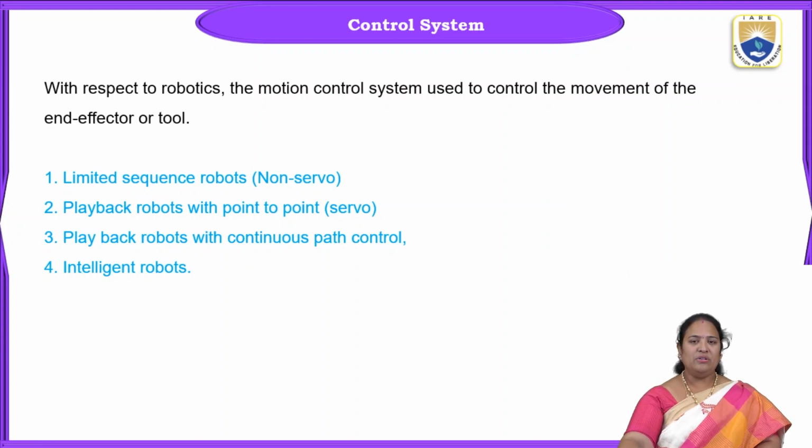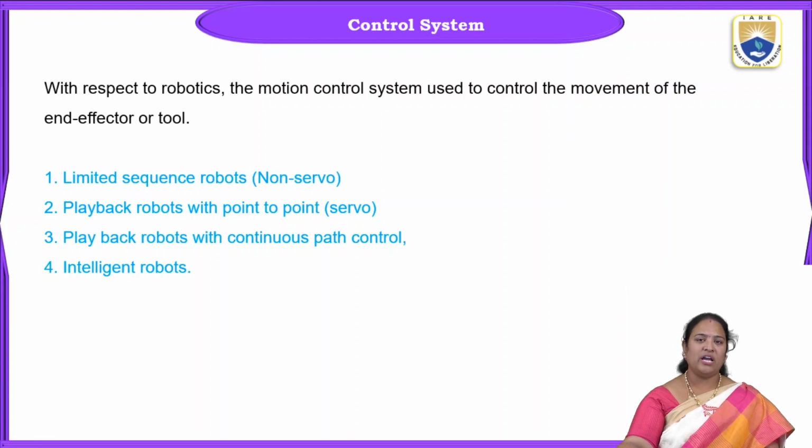Control system is nothing but a system which is used to control the arm or the wrist movement of a robot. The system which is used to control the arm or the wrist of a robot is being done with the help of a control system. With respect to robotics, the motion control system used to control the movement of the end effectors or the tools is known as a control system.